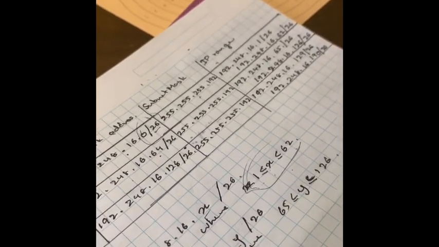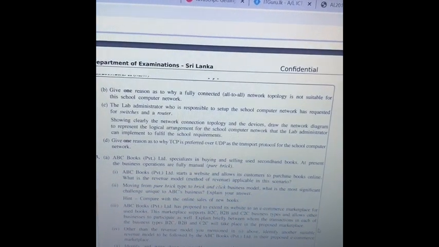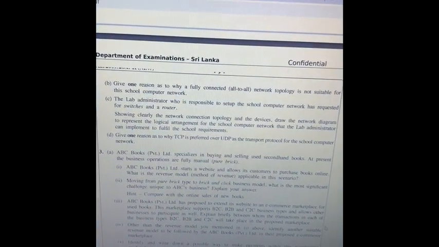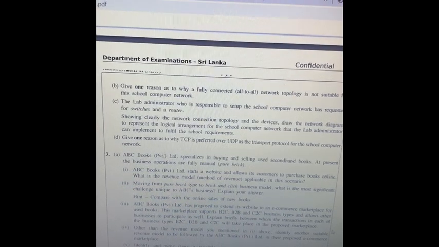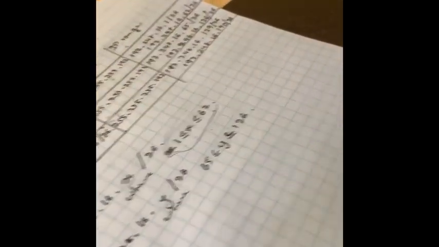So moving on to the next question, it's give one reason as to why a fully connected all-to-all network topology is not suitable for this computer network. We have not made videos about the other parts of networking. For now, you all just wanted the IP address part. So, one reason as to why a fully connected network topology is not suitable.